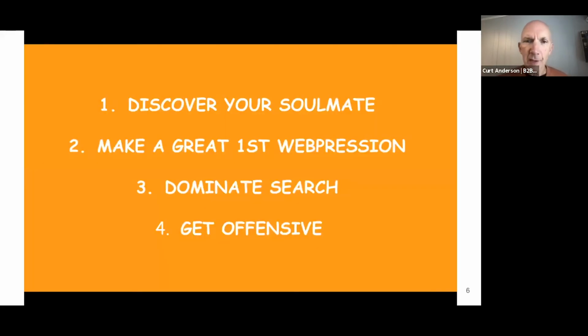Love mom. So let's talk about the breakdown in the book of how we stop being the best kept secret. We have a 4-pronged approach to conquering best kept secretism. Number 1, we want to discover your soulmate, that ideal dream customer. Number 2, we want to make a great first web impression. That's my little QT word for making that great first impression. Number 3, we want to dominate search. I'm going to go through some very strategic plans, strategies and tips for you on how to capture search rankings. And number 4, we want to get on the offensive.